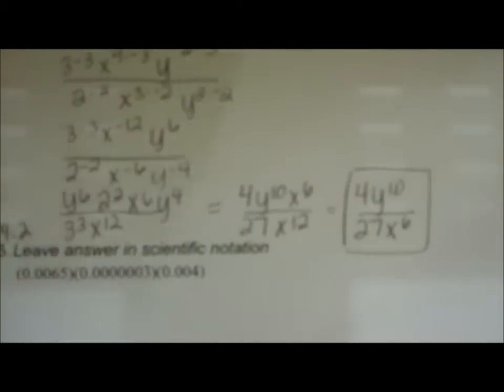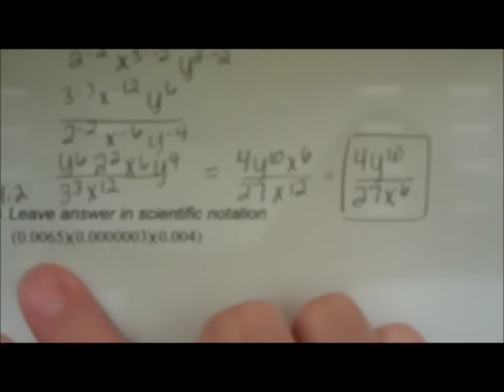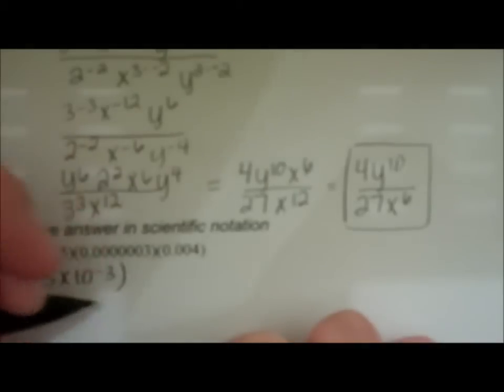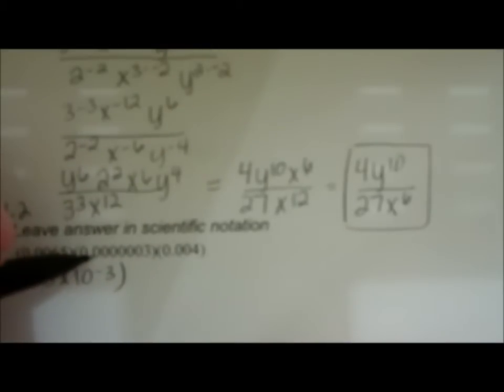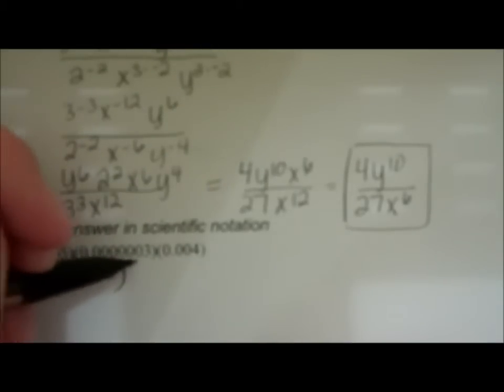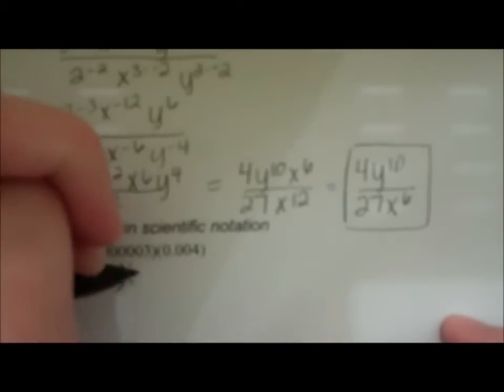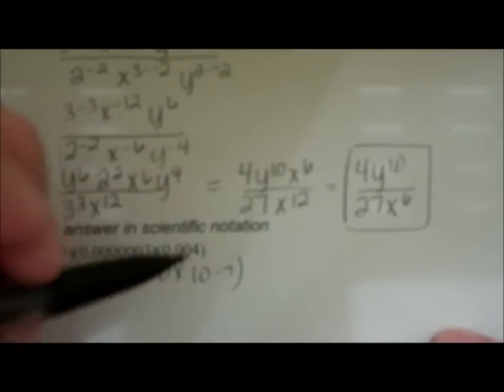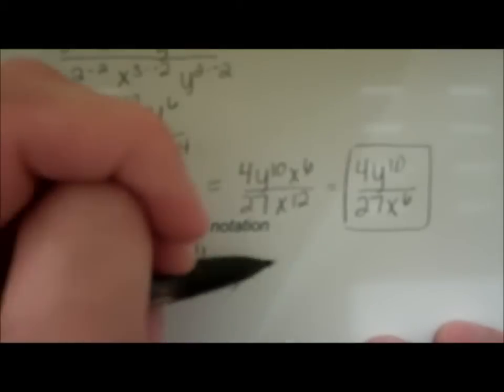Okay, number 16 comes from 4.2. I convert this to scientific notation. I move it over 1, 2, 3. So that becomes 6.5 times 10 to the negative 3. This one I'm going to move over 7 times. So that becomes 3.0 times 10 to the negative 7. And this one I'm going to move over 1, 2, 3. So that's 4.0 times 10 to the negative 3.